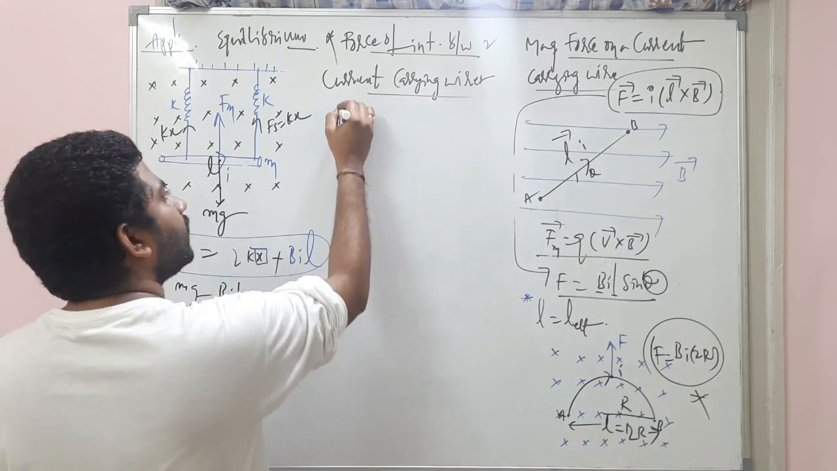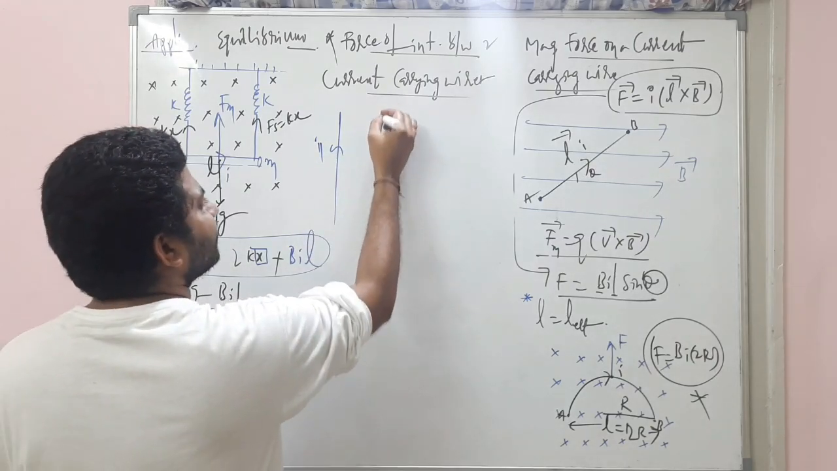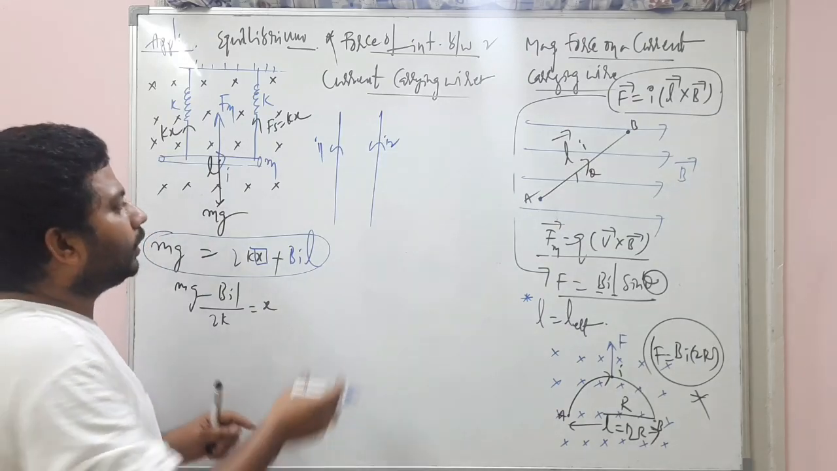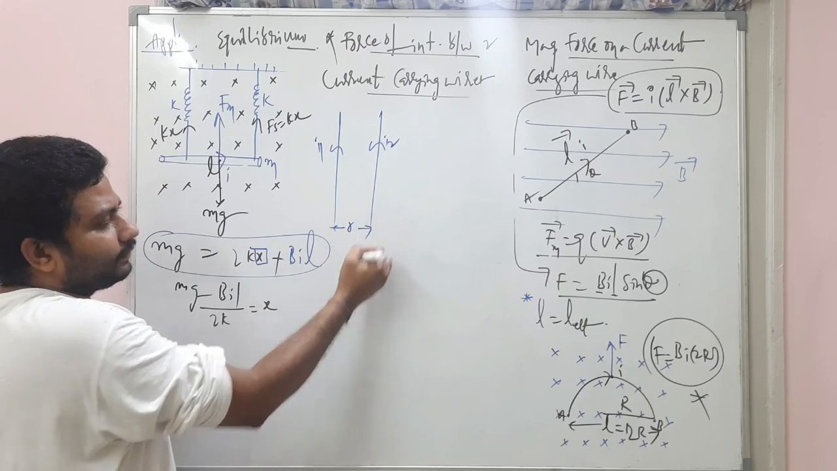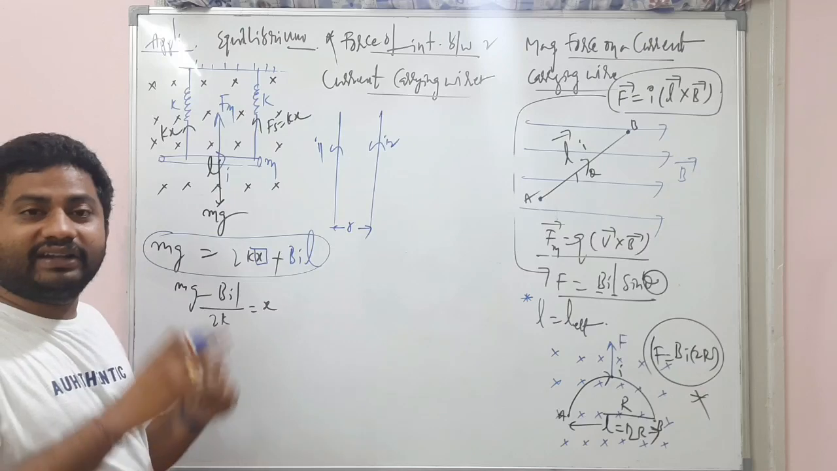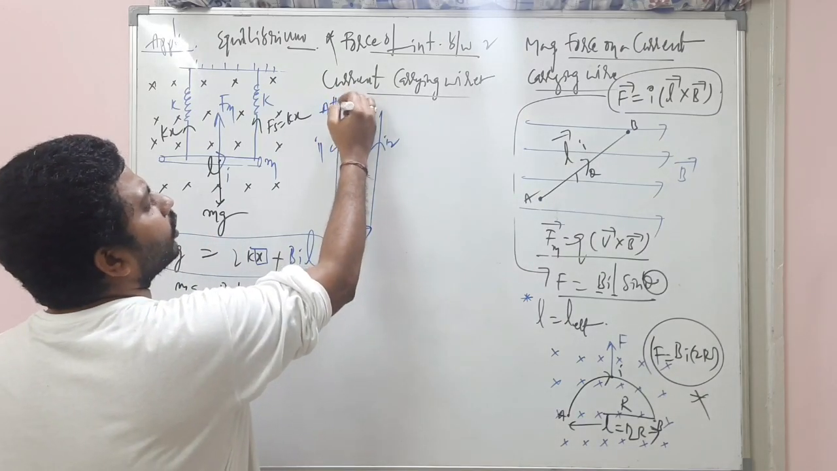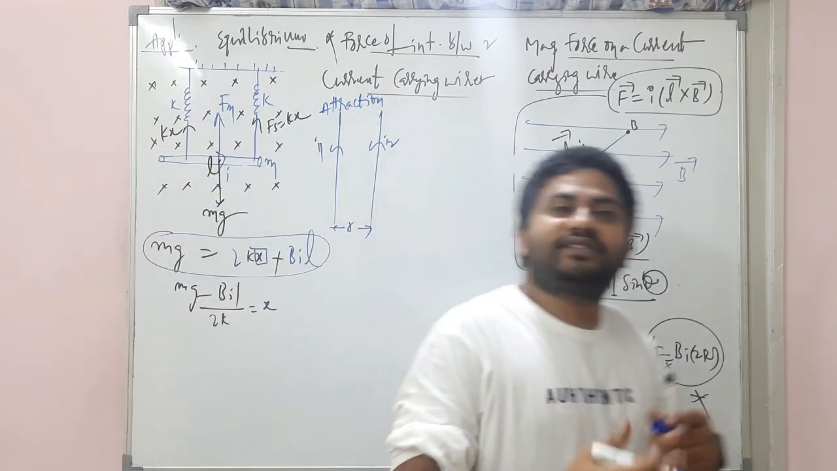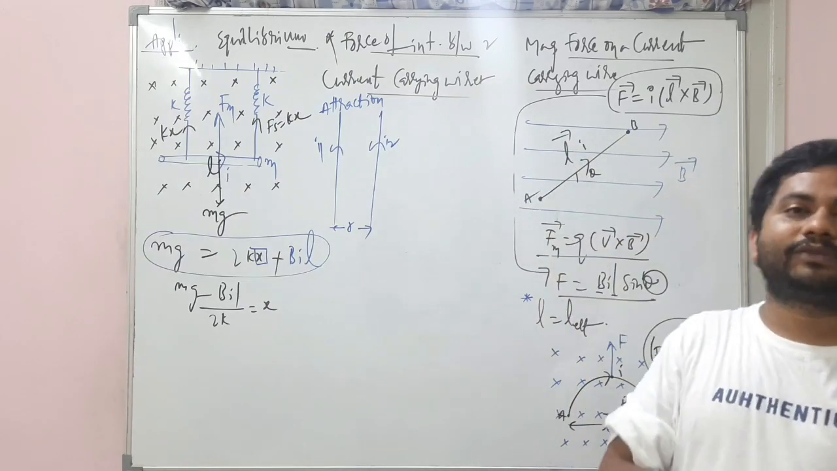Imagine a situation. This is the wire through which the current I1 is flowing, and this is the wire through which the current I2 is flowing. The distance between them is R. When two currents pass through the wires in the same direction, an attraction force develops between them. Most students will think that a repulsion force takes place. No, there is an attraction force between these two.